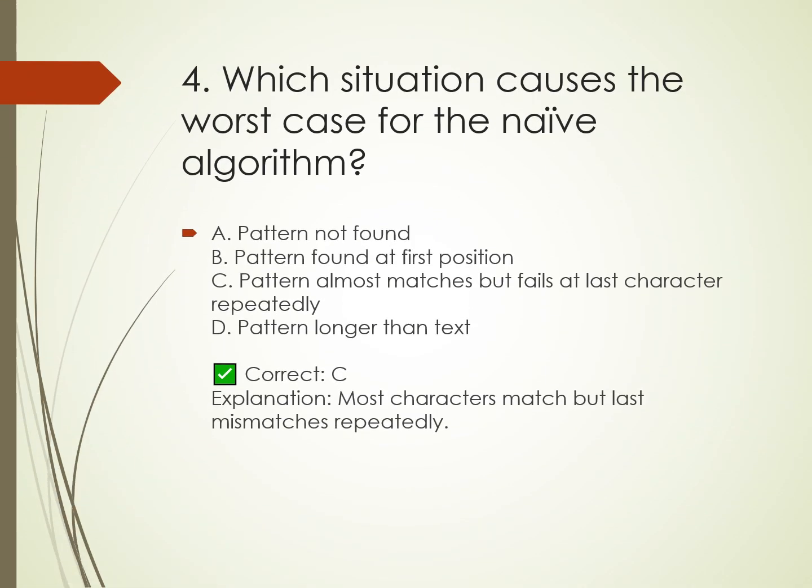Which case is the worst case for the naive algorithm? A. Pattern not found. B. Pattern found at first position. C. Pattern matches but fails at last character repeatedly. D. Pattern longer than text. Correct answer is C. The algorithm wastes time when most characters match but the last one doesn't, repeatedly.